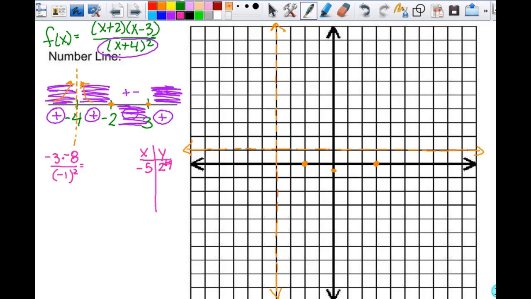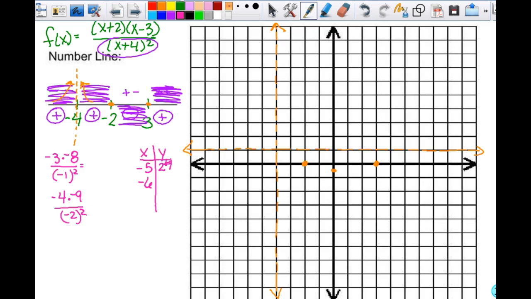So next, let's try negative 6. When I substitute it in, I'm going to get negative 4 times negative 9 over negative 2 squared. All right, so again, in the end, I can just not worry about the signs. Isn't that going to be positive?